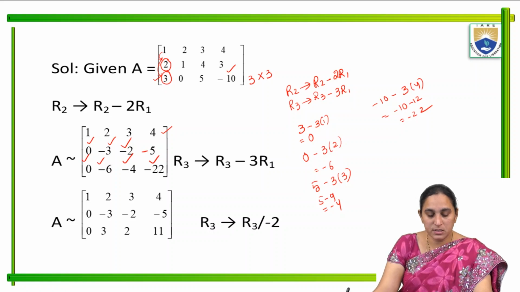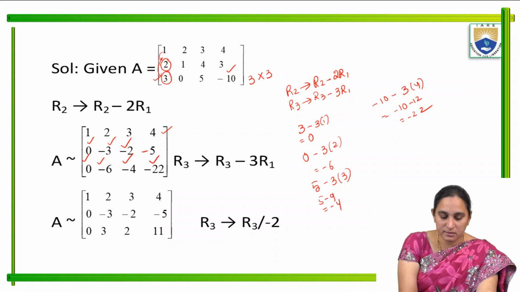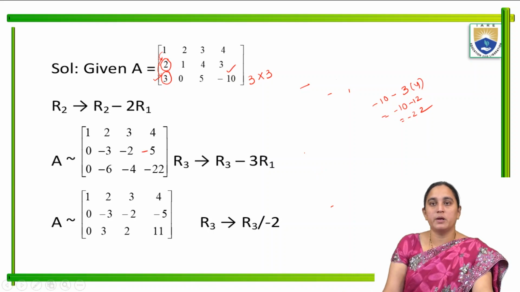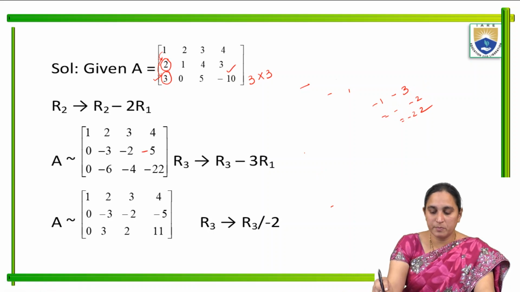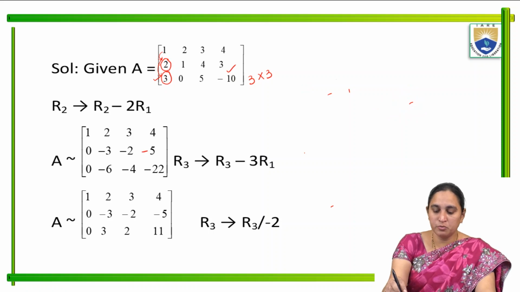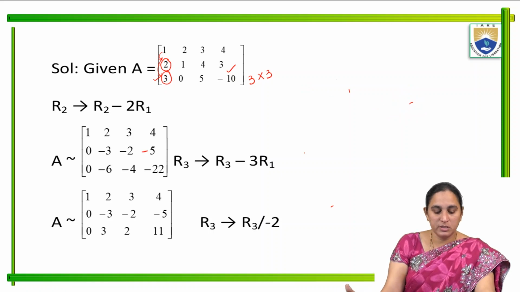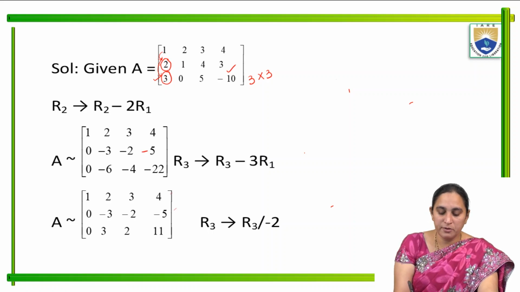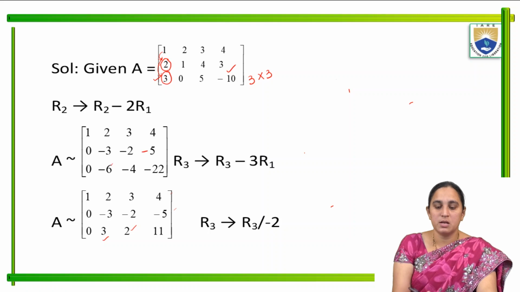Next procedure, once observe in R3, 2 is common. In R3, 2 is common. For that, I'll divide the R3 row completely with minus 2. That means this is 1, 2, 3, 4, 0, minus 3, minus 2, minus 5. And dividing with minus 2 means minus 6 divided by minus 2 is 3. And minus 4 divided by minus 2 is 2. And minus 22 divided by minus 2 is 11.